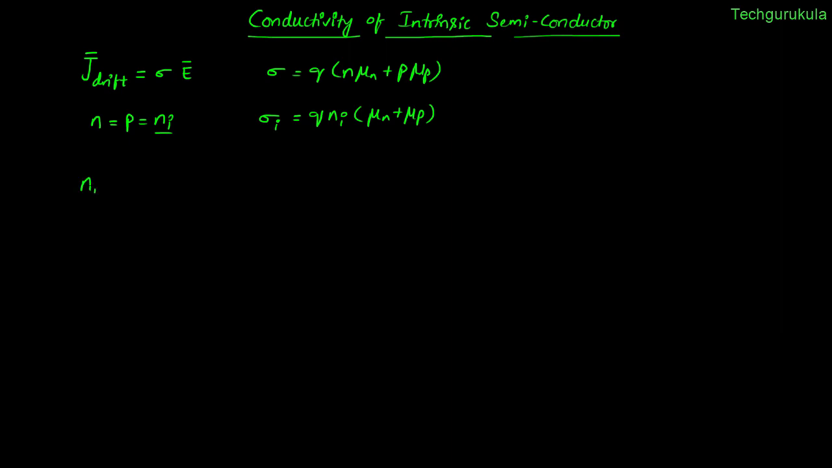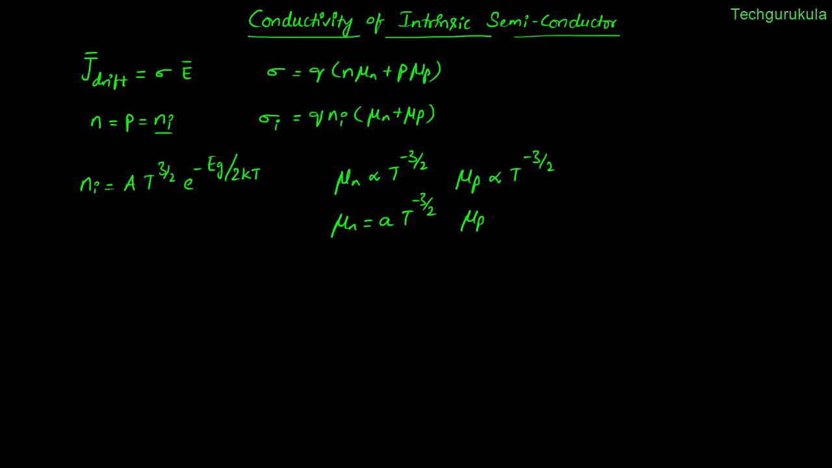ni is represented as some constant A times T power 3 by 2 times e power minus Eg, the energy band gap, over 2kT. We have derived this expression in previous videos, so I'm directly taking this expression from there. And mu n and mu p both depend on temperature to the power of minus 3 by 2. For mu n, I'm taking the proportionality constant to be some constant a, and we have T power minus 3 by 2 here. And similarly for mu p, I'm taking some constant, let's say b, times T power minus 3 by 2.